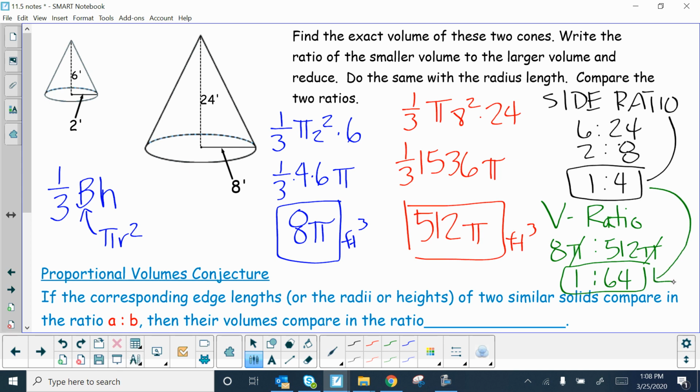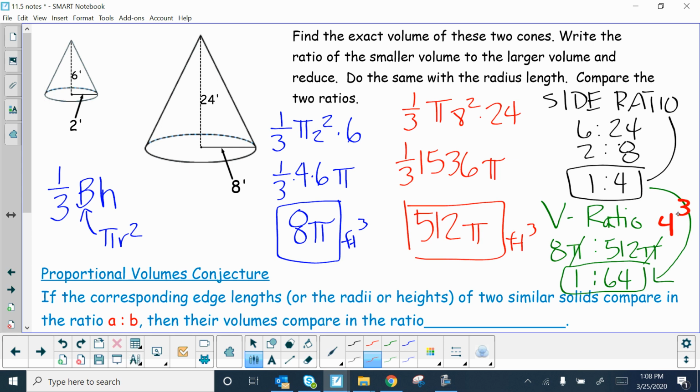So what does that look like? Well, 1 cubed is 1. What is 4 cubed? I bet you anything it is 64. 4 times 4 is 16, times 4 is 64, and that's right.